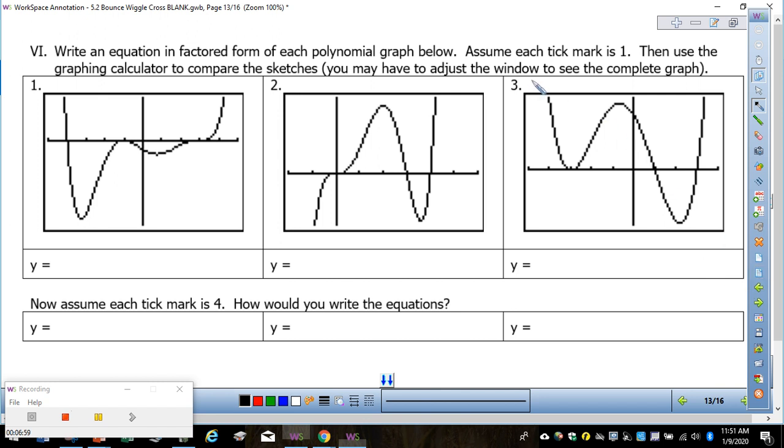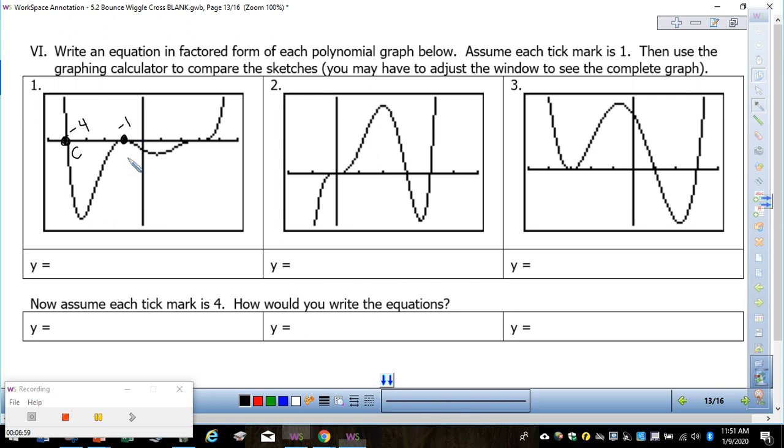Okay, so for this next piece, we're practicing looking at the graph and writing an equation in factored form. We're going to start by assuming that each tick mark is 1. So working backwards, I like to do some labeling, kind of like the labeling I just showed you in the last set. I like to do two things. I'll put a dot for the x-intercept. I'm going to write the number of the x-intercept, so this is -4, and then I can see that it's crossing there, so I'm going to do a C.